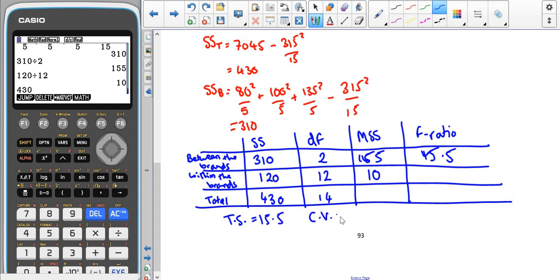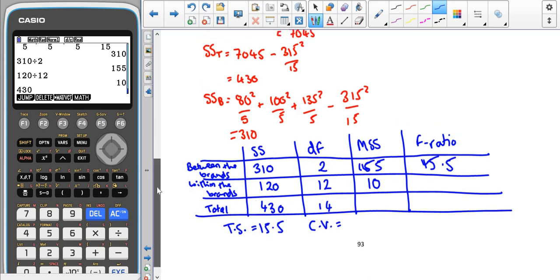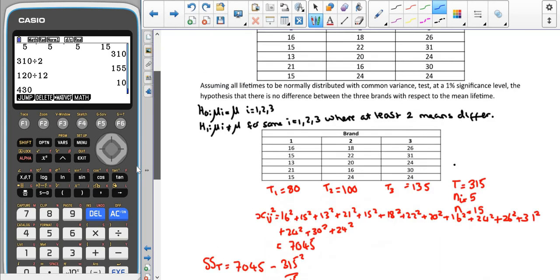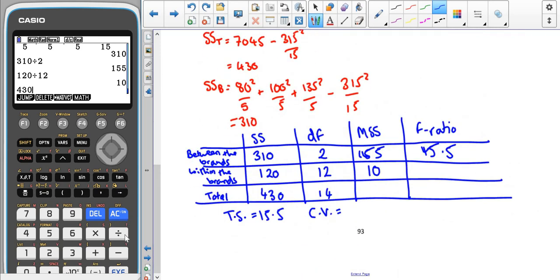To find the critical value, in our formula booklet, we're going to go to pages 21 and 22. For this question here, it was a 1% significance level. So that means that we're looking at the table which is 0.99. And we're going to go across by the degrees of freedom between the brands, down by the degrees of freedom within the brands. So we're going to go 2 across and 12 down, which gives us 6.927.